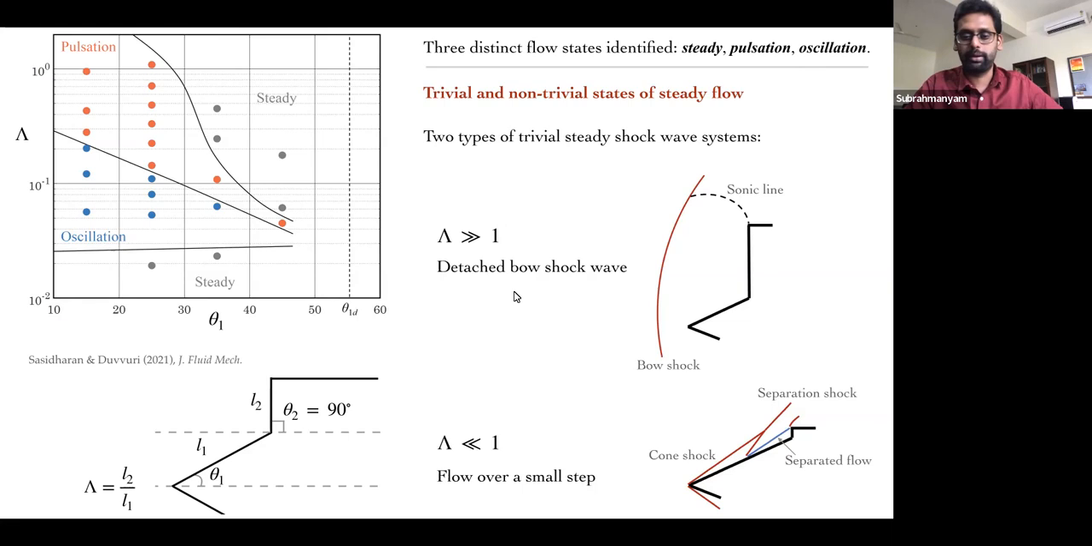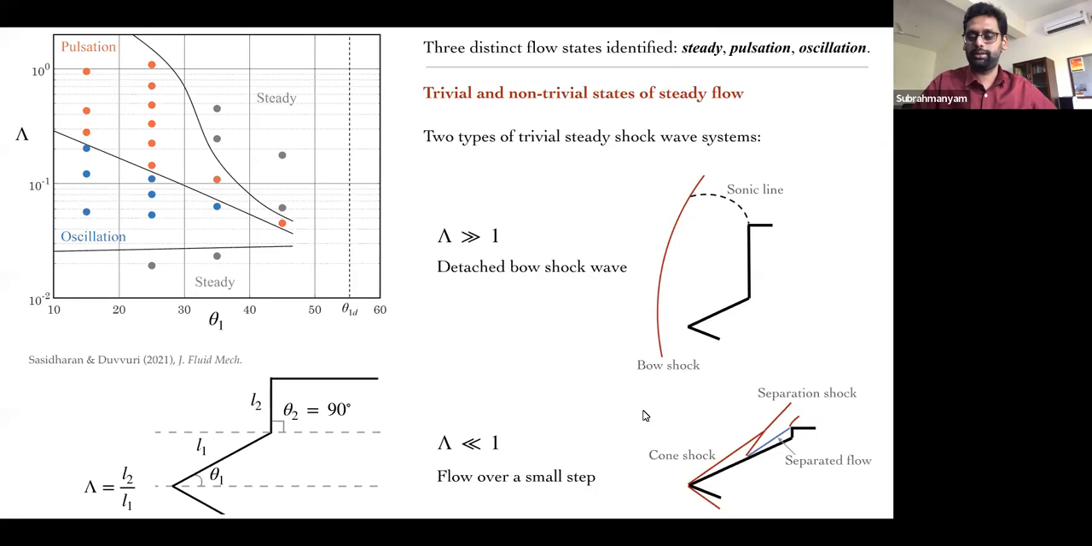Similarly, when you go to the other extreme, for very small values of lambda, what you have essentially is flow over a cone, where at the trailing end of the cone you have this little bump before the flow turns over, right? So lambda much less than one, so L1 is much greater than L2. This is a schematic here that shows the flow scenario. Because of this little bump, you're going to get a small local region of flow separation and a separation shock. As long as L2 is much smaller than L1, the separation region is going to be small, and nothing very interesting goes on in the flow. So these are the trivial steady flow states. In fact, these two data markers here on the plot show the cases where lambda is sufficiently small that you get this type of trivial steady flow state.